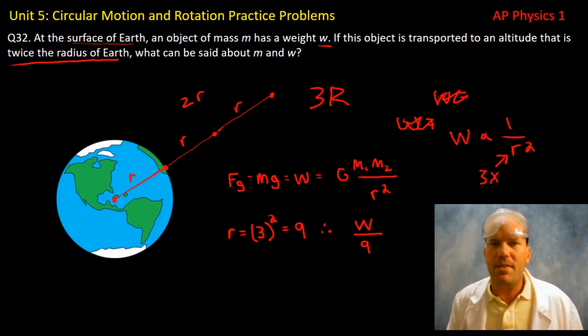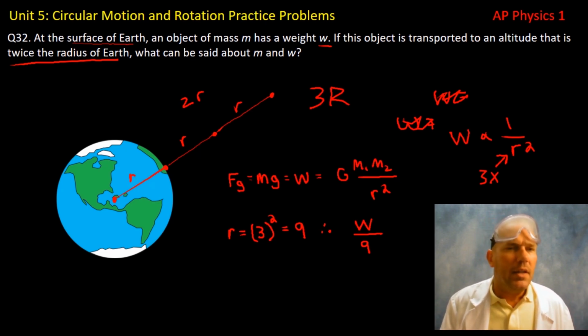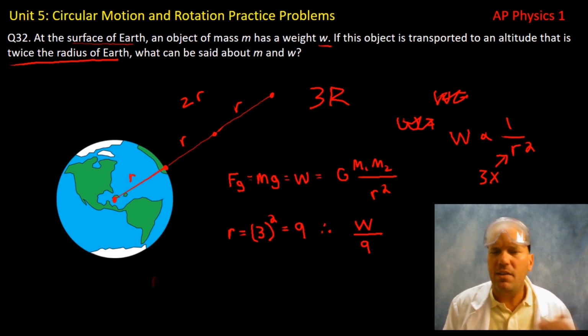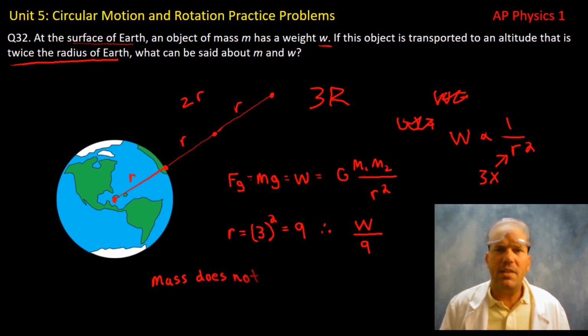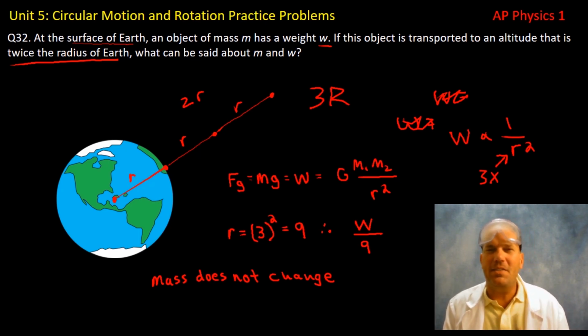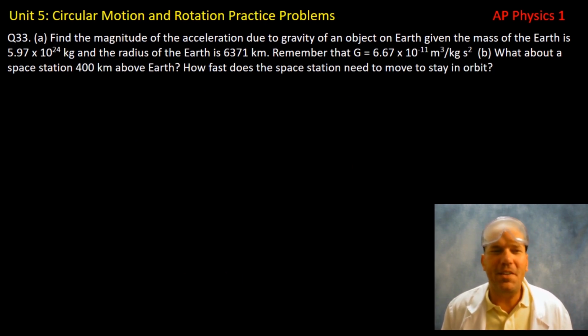It's 1/9 the weight. And the next part of this, what can be said about m, or mass of the object? Mass is a property. It's the amount of matter in a substance. That's not going to change. Mass stays the same.